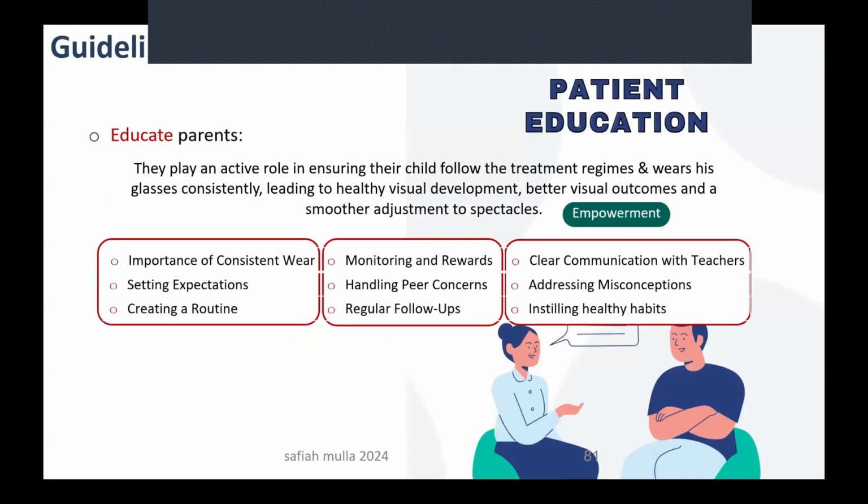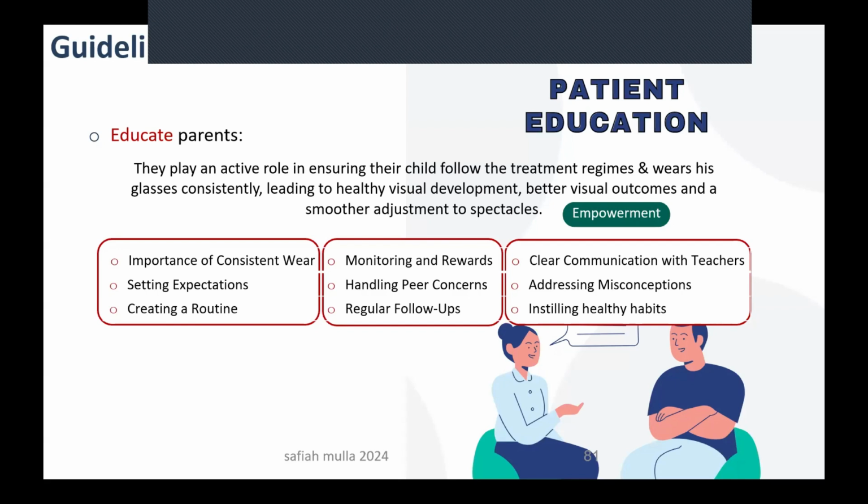As we said, patient education is very important. The parents are going to play an active role in ensuring their child follows the treatment regimes and wears his glasses constantly, leading to healthy visual development, better visual outcomes, and a smoother adjustment to spectacles. So parents are very important. They are your empowerment for doing the treatment regimes and wearing the glasses.